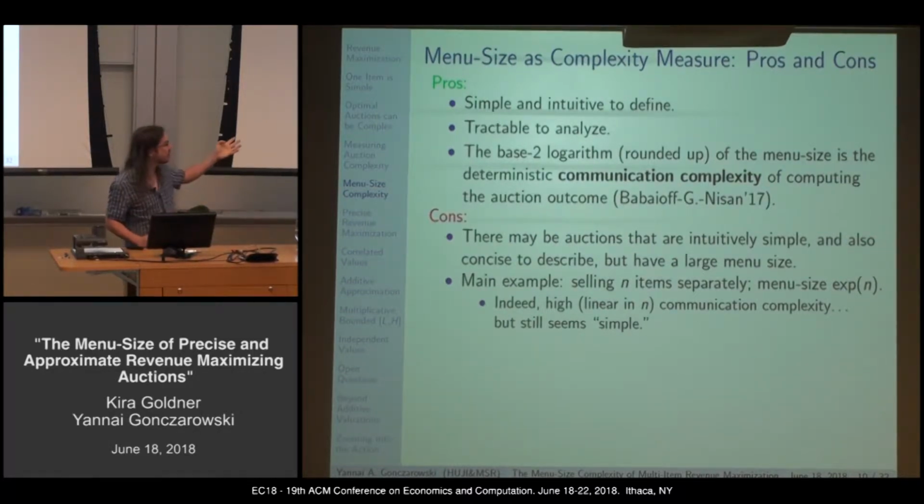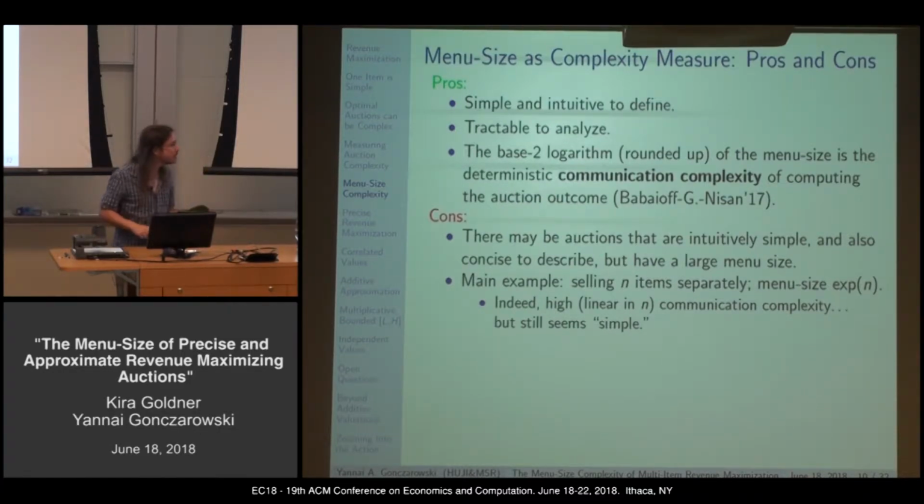Even if you sell them separately, in the sense of posting a price on each of them, the menu is going to say this, this, this, and this for the sum of the prices, or this and this for the sum of the prices, etc. You're going to have 2 to the n minus 1 lines in the menu.